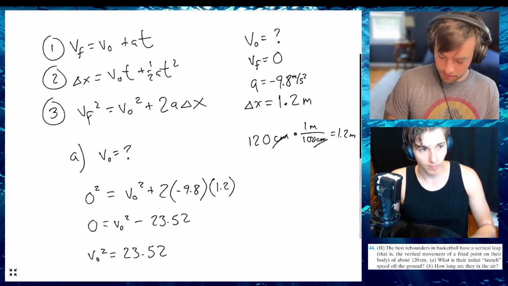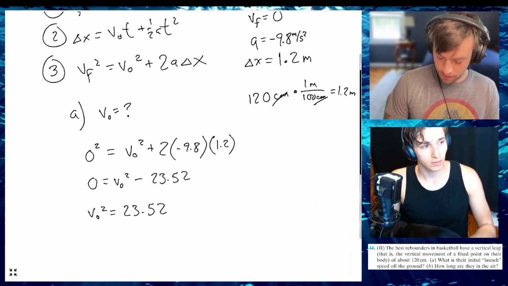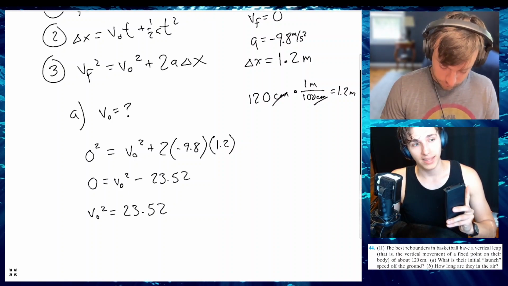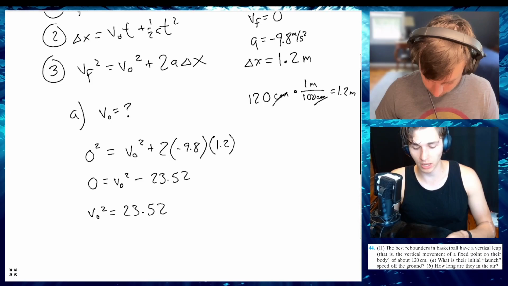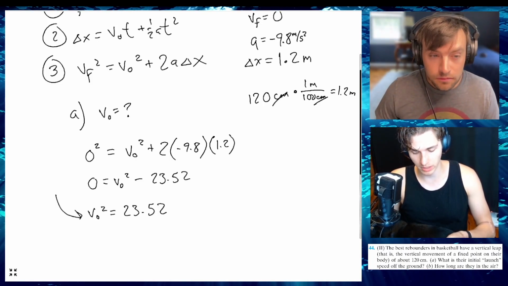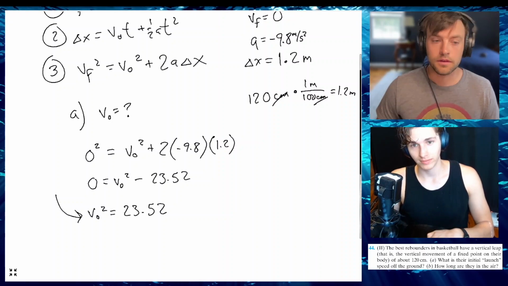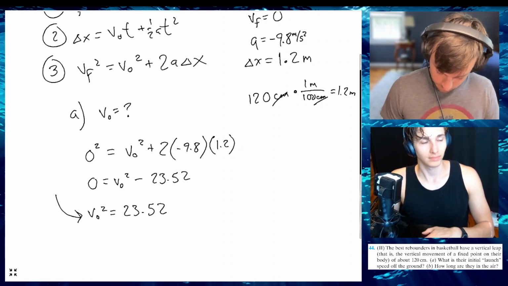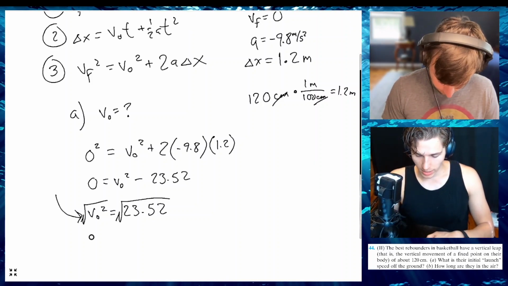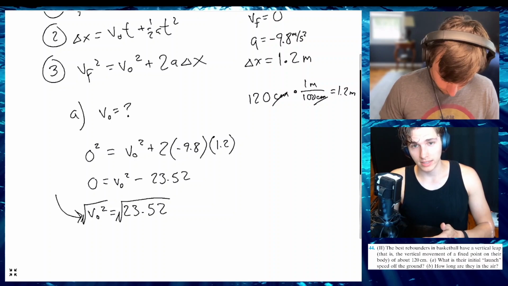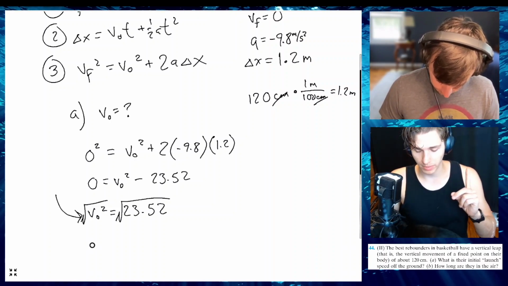So my V initial is 23.52. Pretty good. But I think you forgot one step in the algebra. There's one final step. You can look at my screen here and try and tell me what it is. It's squared. How do we get rid of that square? Do we do the square root? Yep, perfect. Take the square root of both sides. Technically that's going to give you a plus or minus answer, but we're just going to take the positive answer because we know that's initially going up, not down.